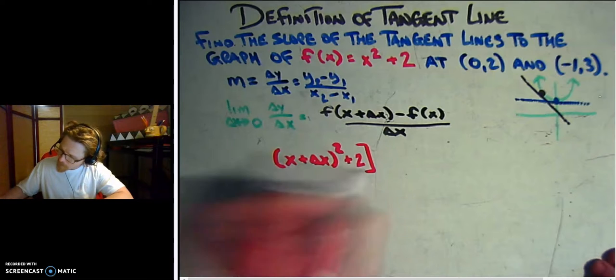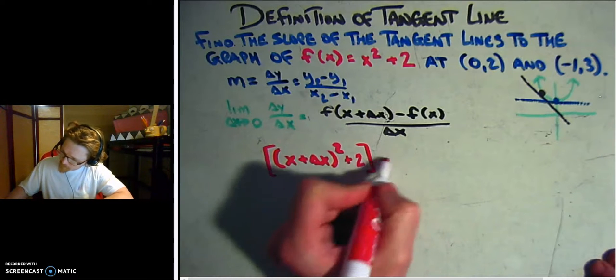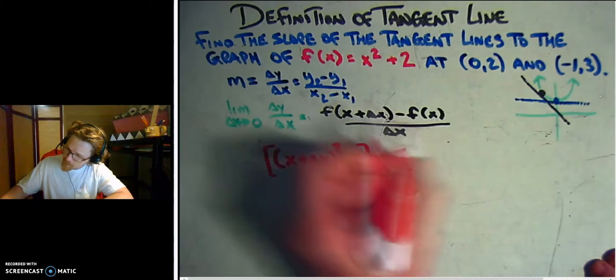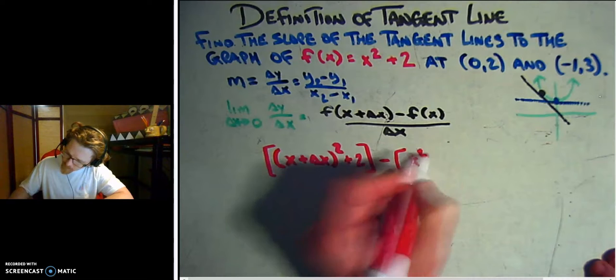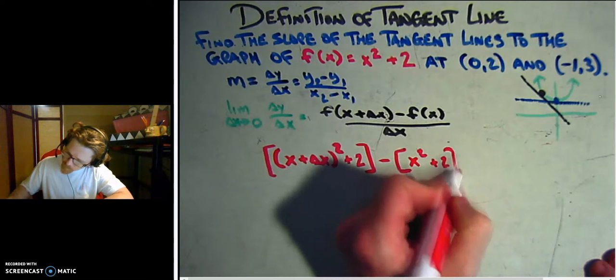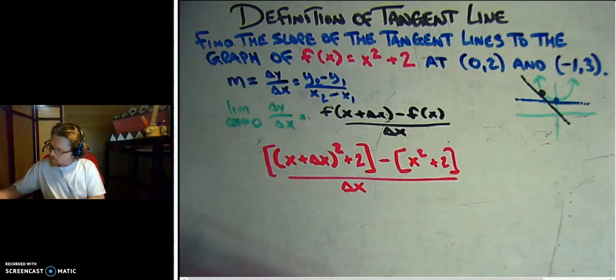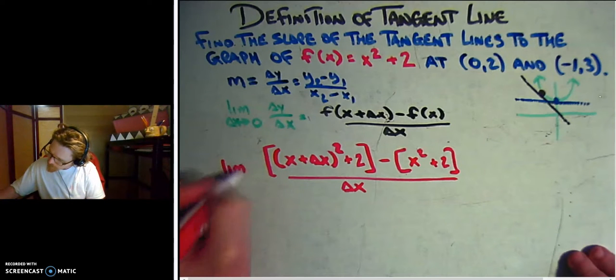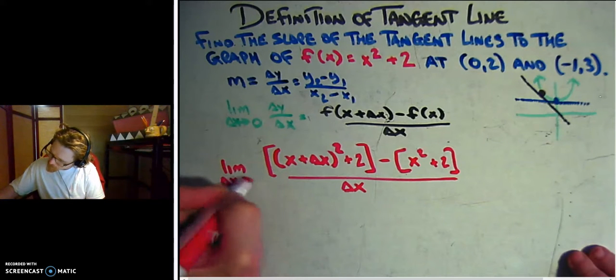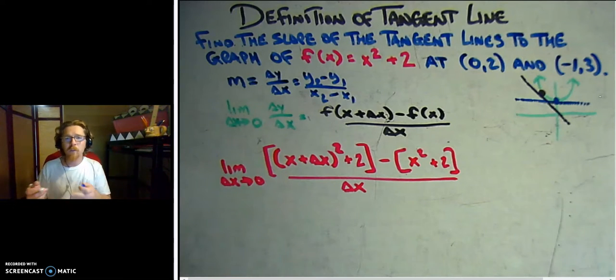So that's going to be our f of x plus delta x minus f of x, which we already defined as x squared plus 2, and then over this delta x. And so we're still taking the limit as delta x approaches 0 of this. So we just rewrote it with the given function.